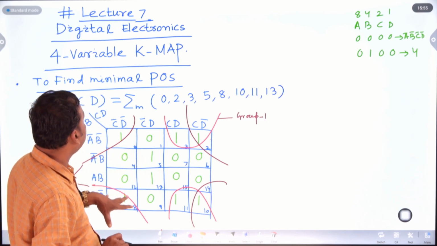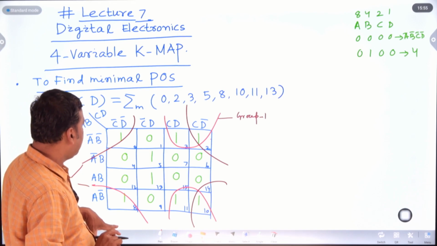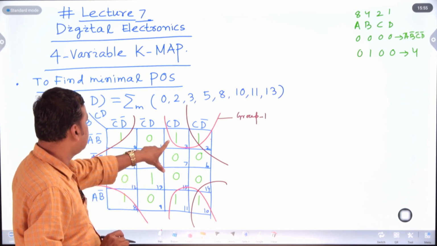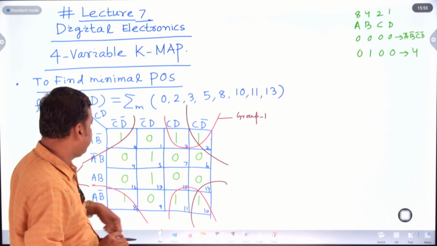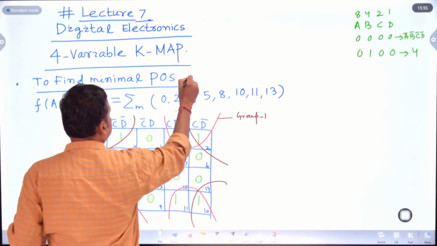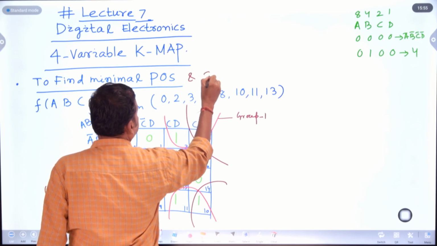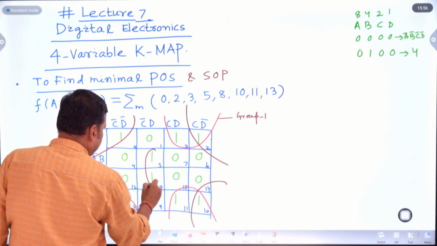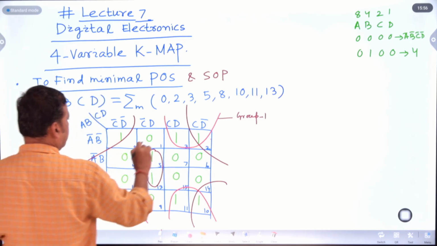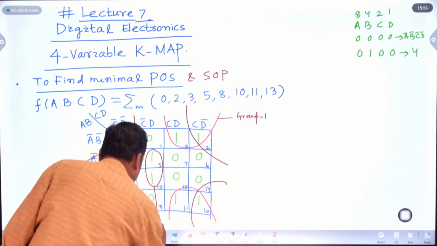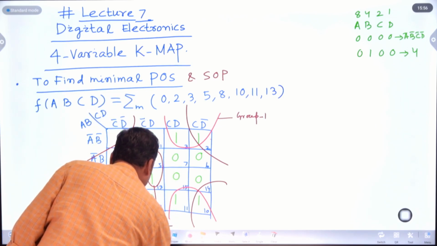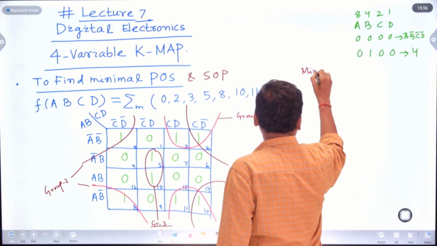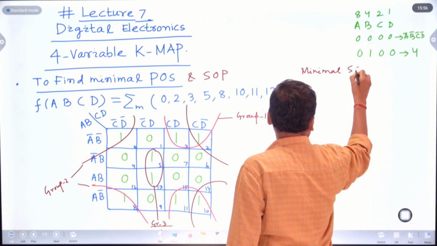Sorry. We are going to calculate the minimal product of sum. If we combine the product terms, we will find the minimal SOP. To find the minimal POS, you just add it and SOP. Minimal POS and minimal SOP. Similarly, if I group this one, this is nothing but group 3. This is your group 3. So, to find the minimal SOP, therefore, the minimal sum of product.